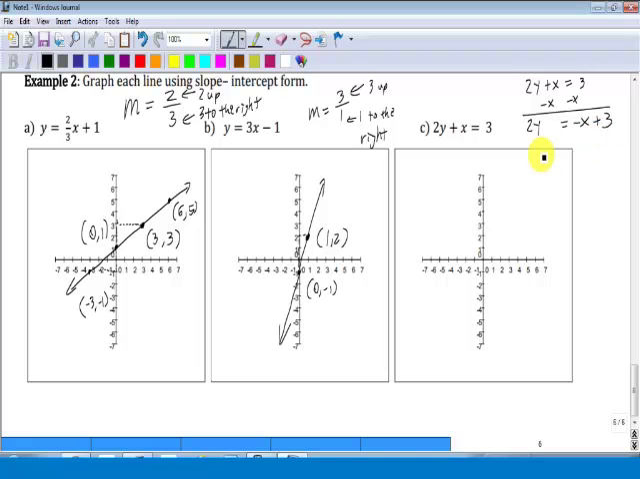Divide both sides by 2. So 2y divided by 2 equals negative x plus 3 divided by 2. Y equals negative x over 2 plus 3 over 2. So y equals negative 1/2 x plus 3/2.